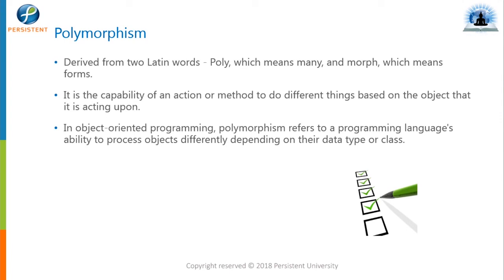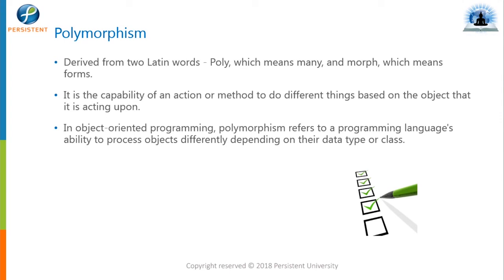Okay, let's understand what polymorphism is now. Polymorphism is mainly a Latin word, where poly means many and morph means forms, right? So polymorphism means many forms. That means one entity which has different behaviors, right?